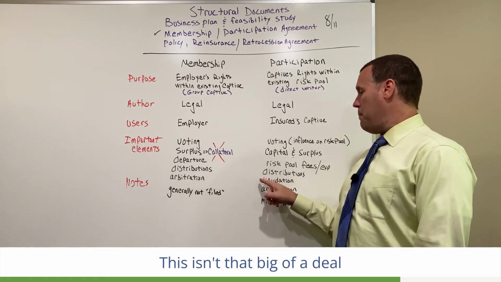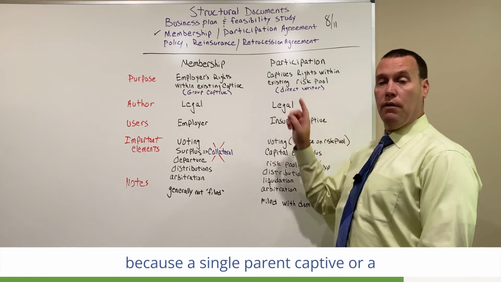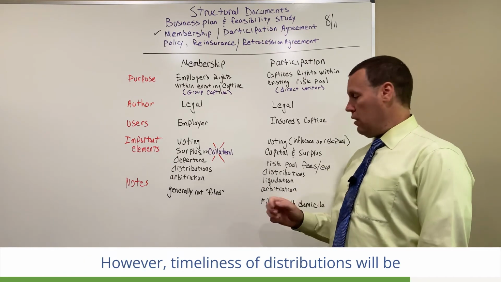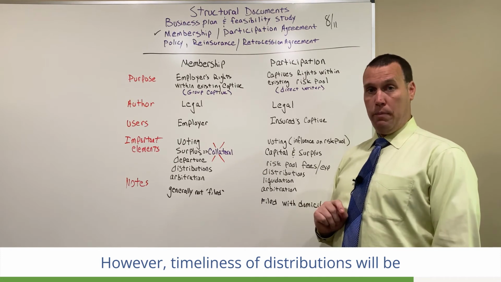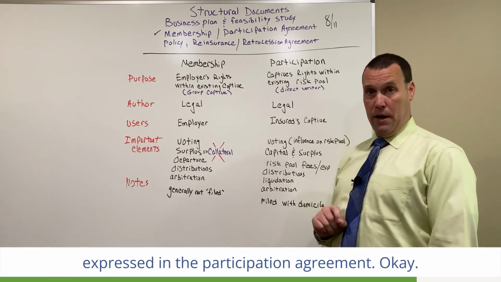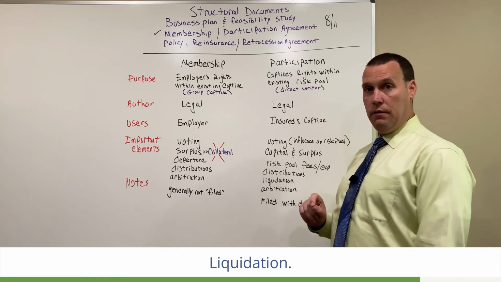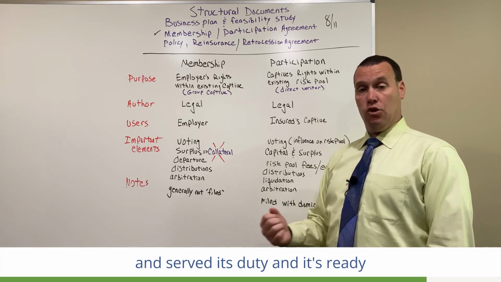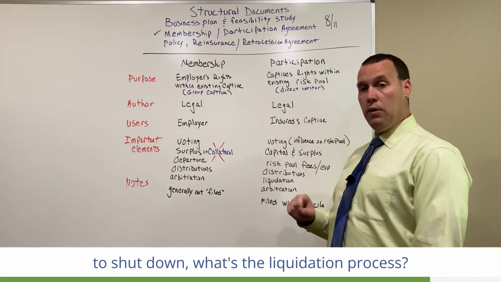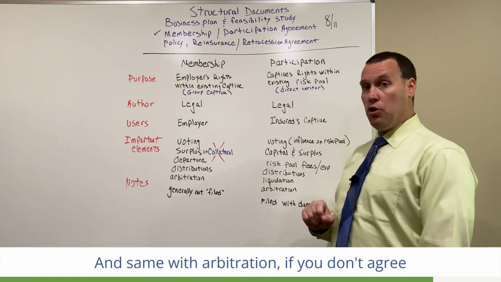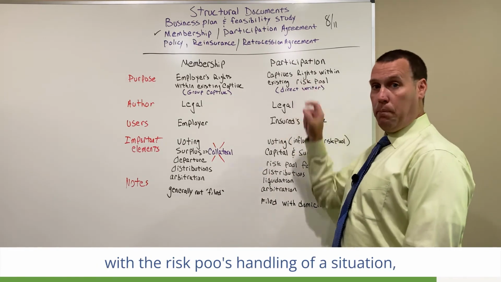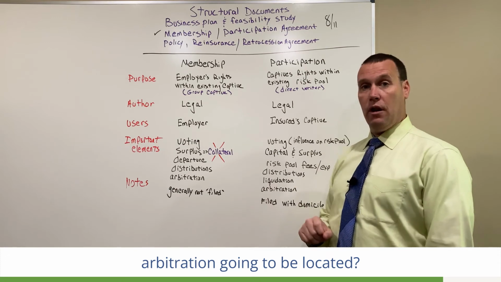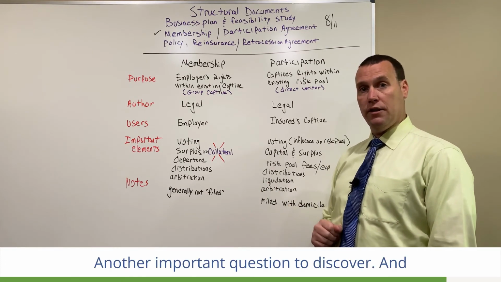Distributions. This isn't that big of a deal because a single parent captive or a direct captive has closer access to distributions. However, timeliness of distributions will be expressed in the participation agreement. Liquidation. If your captive has run its course and served its duty and it's ready to shut down, what's the liquidation process? And same with arbitration. If you don't agree with the risk pool's handling of a situation, you're going to have to arbitrate. Where is arbitration going to be located? Another important question to discover.